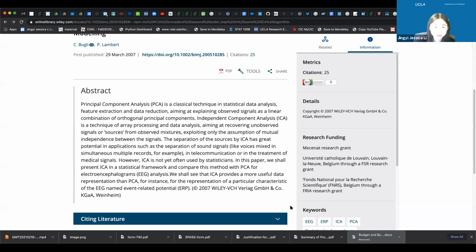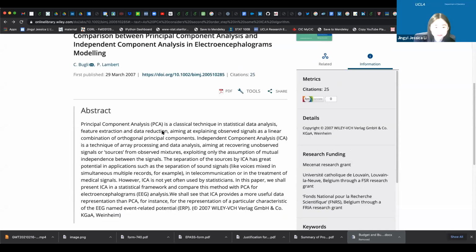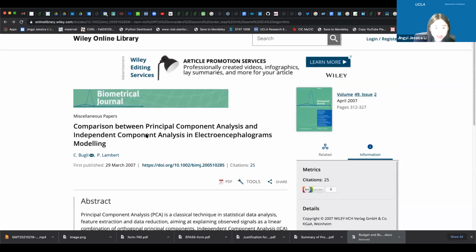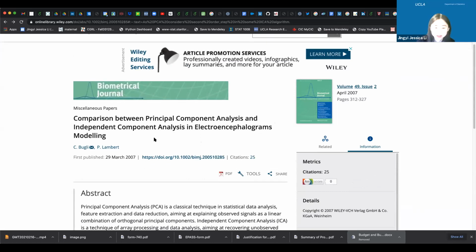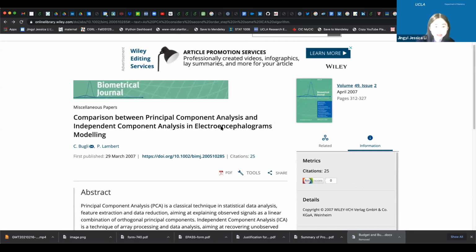So this is the paper I'm going to post. It gives a very detailed comparison between PCA and ICA. And like I said, I think ICA is very widely used for signal processing. That's the example they gave here.